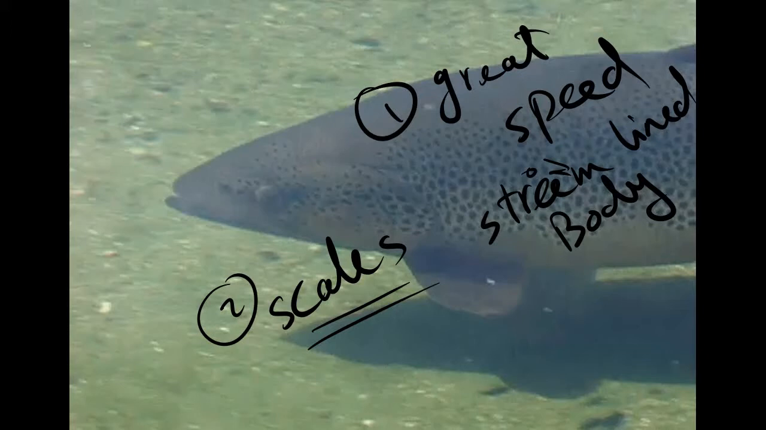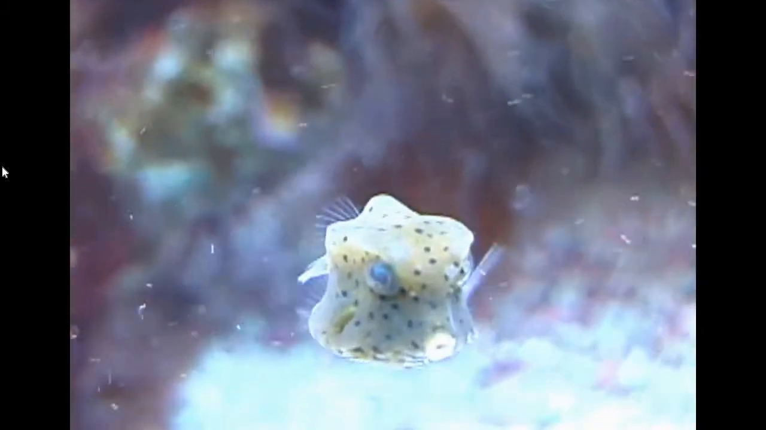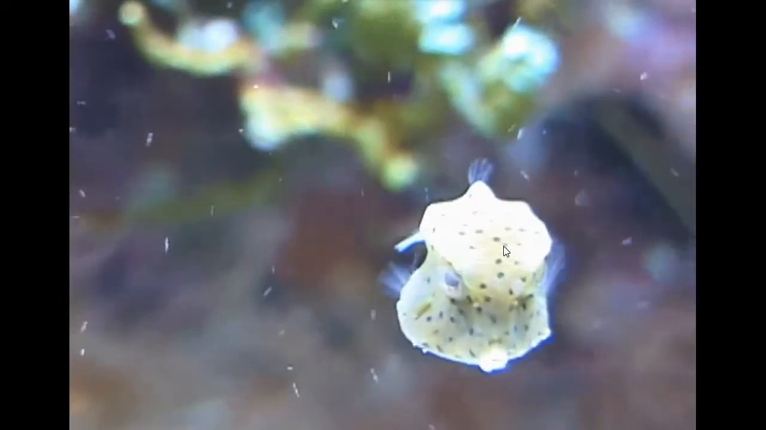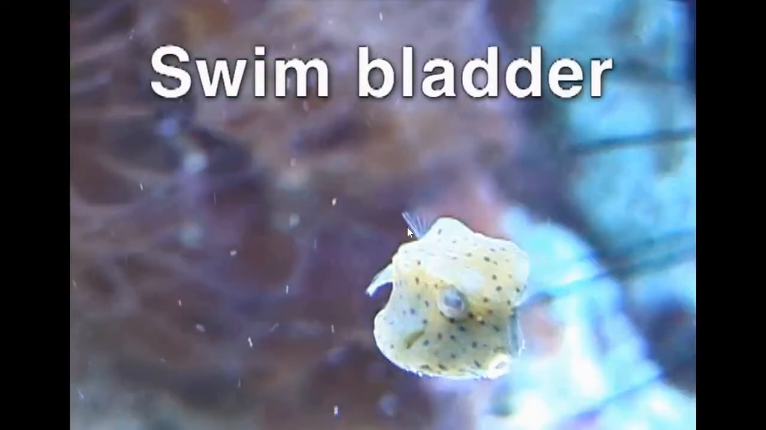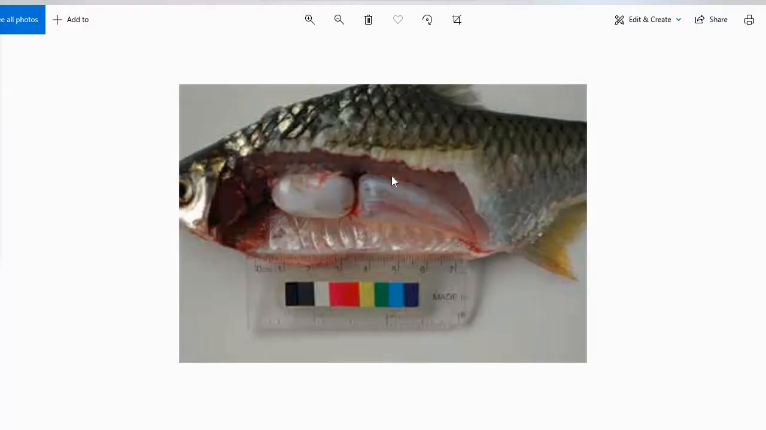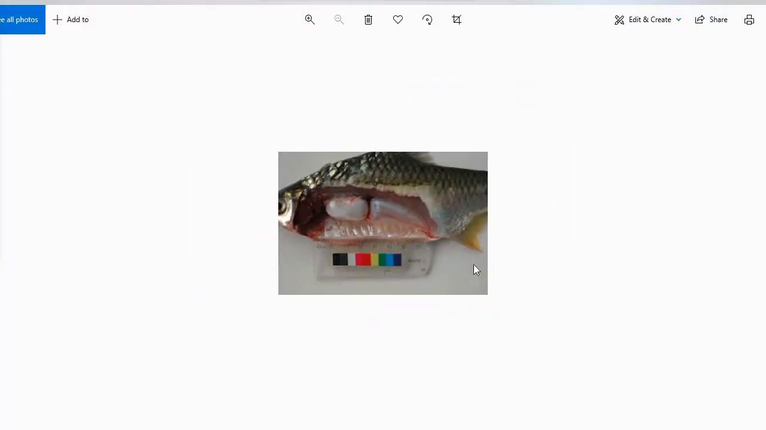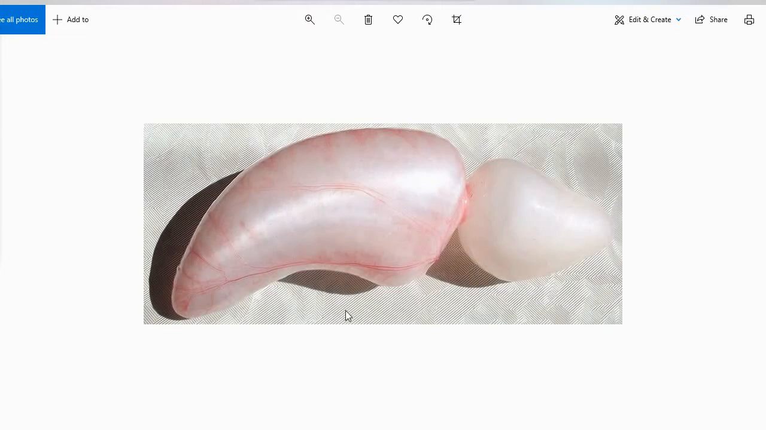What do we have next? Now if you look at the fish, they have something really amazing that allows them to move up and down. Can you see that? How can they move up and down? The fish uses this amazing swim bladder. Now let's take a look at another picture of a swim bladder. Can you see this shape back here? That is the swim bladder of the fish. And also this one here, that is the swim bladder of the fish.